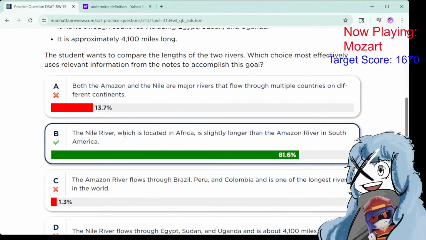Yeah, B is the only one that mentions both, except for A, which doesn't even talk about the length.